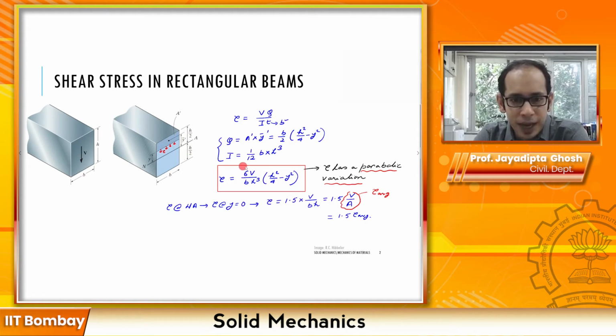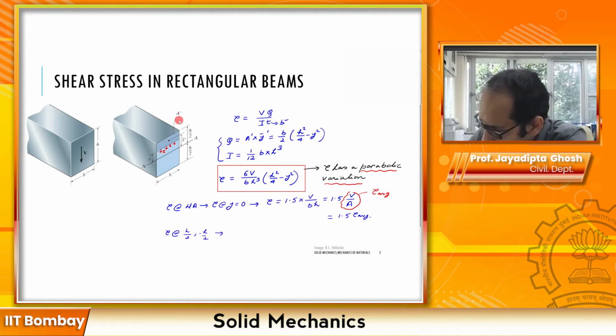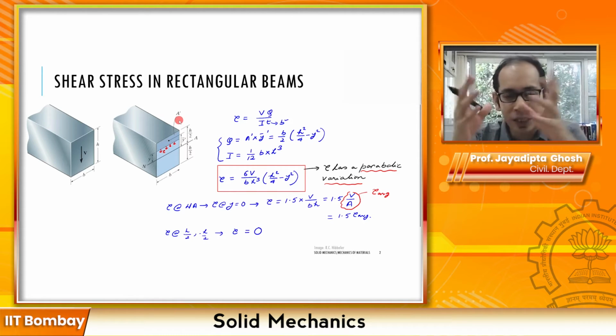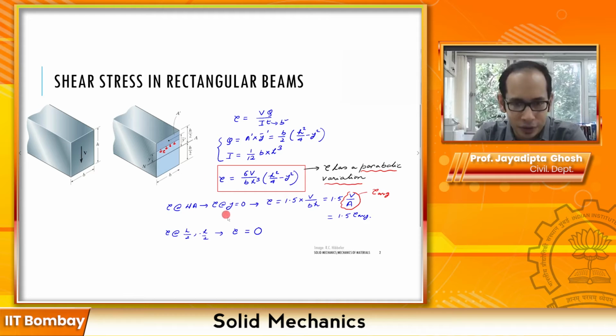If you put that h over 2, you will see this guy becomes 0. So essentially your tau at these edges is equal to 0. So what does this mean? That means that in a rectangular cross section, see how interesting this is, at the top and at the bottom over here, the shear stresses are absolutely 0. And it also makes sense.